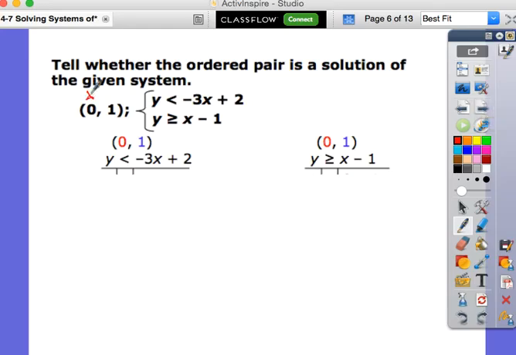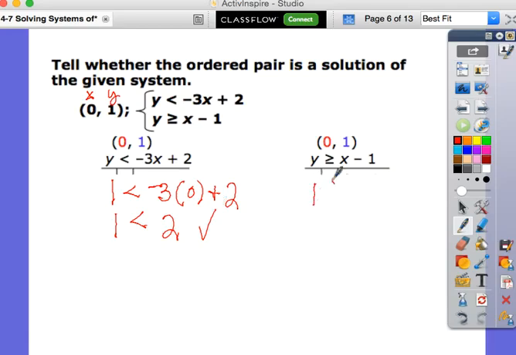All right, let's try this one. We're being asked, is 0, 1 a solution to the system? So y is 1, less than negative 3. In place of x, we're going to plug in 0, and then we have a plus 2. So 1 is less than, what do you get on the other side? 2. Is 1 less than 2? Yes. So we put a check and we move on and we try the other one.